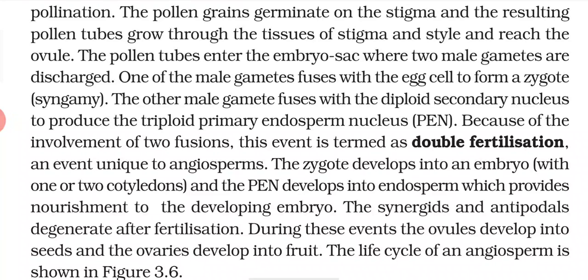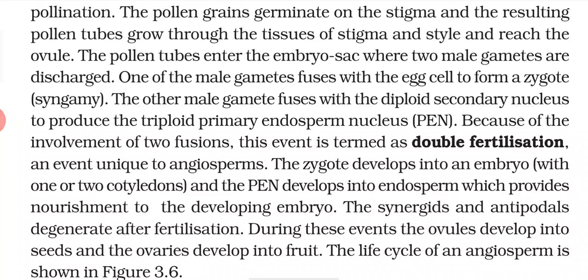Now the synergid and antipodal cells will degenerate after fertilization, and during these events, the ovules develop into the seed and ovaries develop into the fruit. So whenever fertilization occurs and the zygote is formed, at that time the ovules will convert into the seed, and the ovary will convert into the fruit.